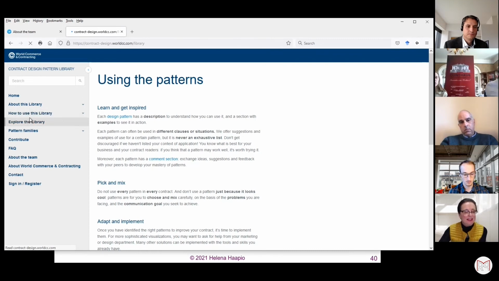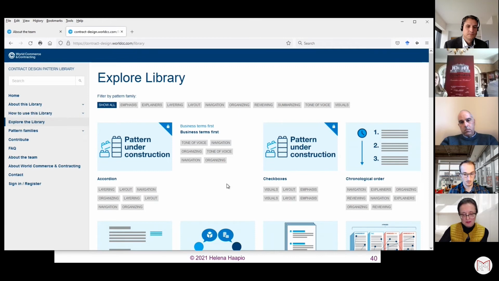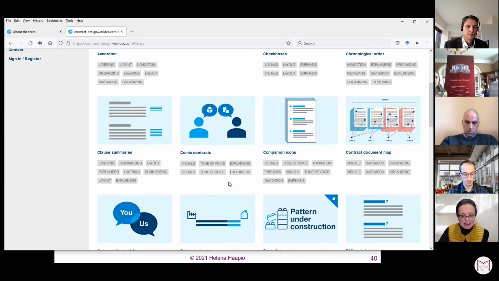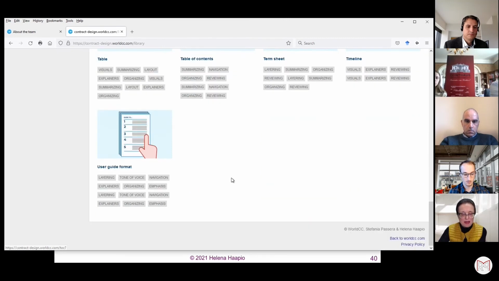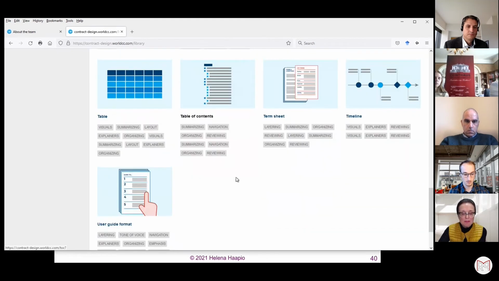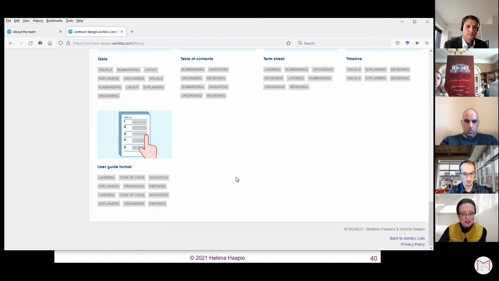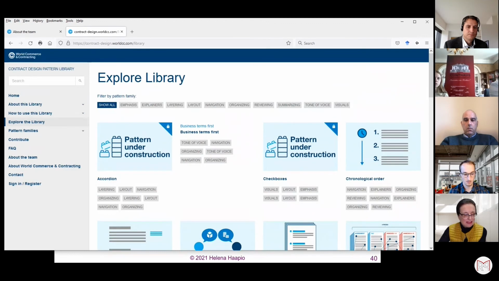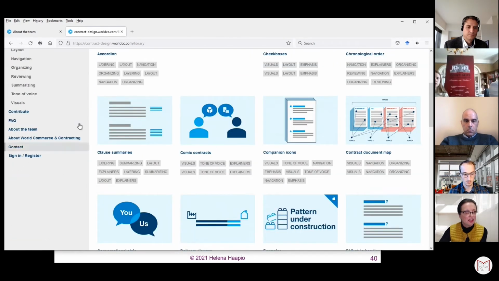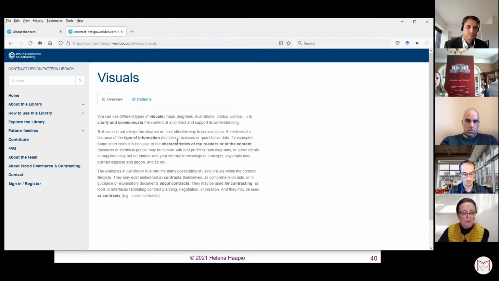And here, let's go and explore the library. As you can see, we are adding new patterns, but we already have 10 different pattern families there. We've given them all names, and then we have structured them in a particular way so as to make them easier for you to use. So pattern families, we have 10: emphasis, explainers, layering, layout, navigation, organizing, and so on. And I'll go to visuals because this is about visual patterns.